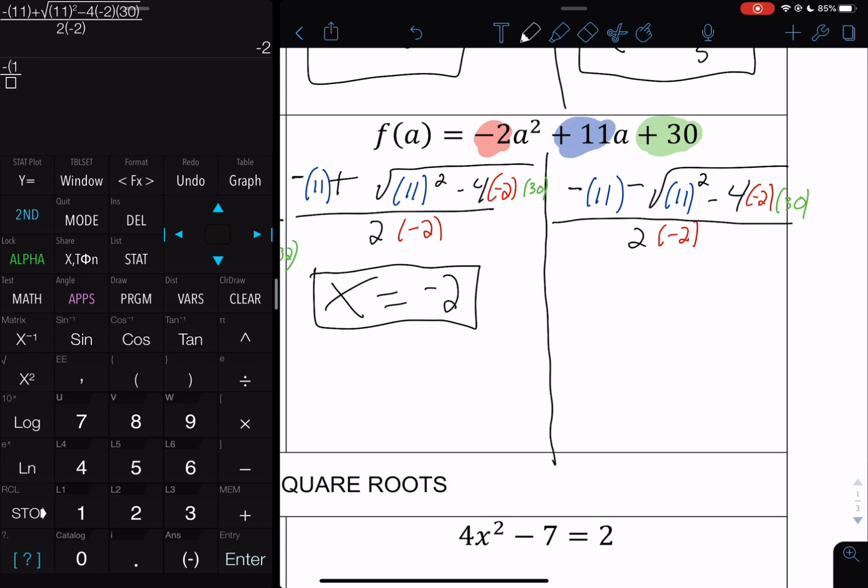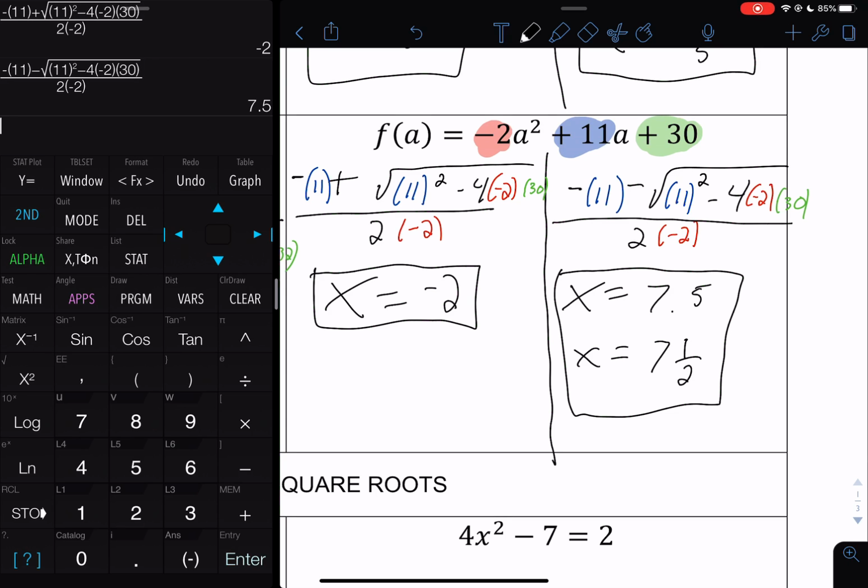Sorry, where's the parenthesis? 11, close parenthesis, minus. And then the square root, parenthesis 11, close parenthesis, square, minus 4, parenthesis, negative 2, close parenthesis, open parenthesis, 30, close parenthesis, and everything over 2, parenthesis, negative 2, close parenthesis, enter. And now my x equals 7.5, or x equals 7 and a half.